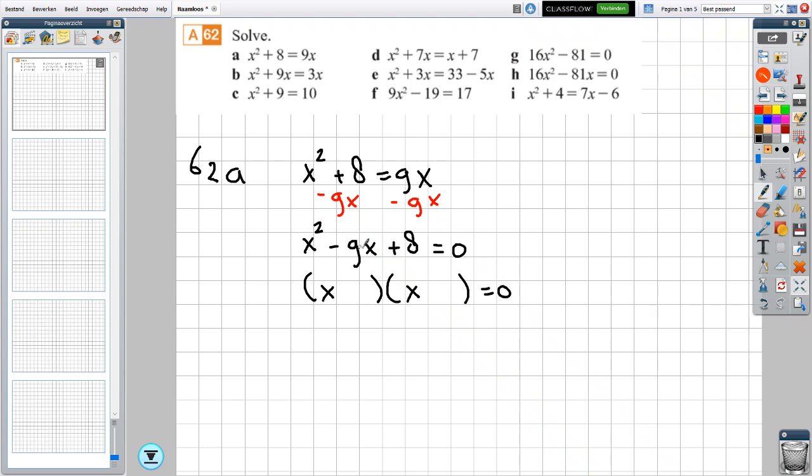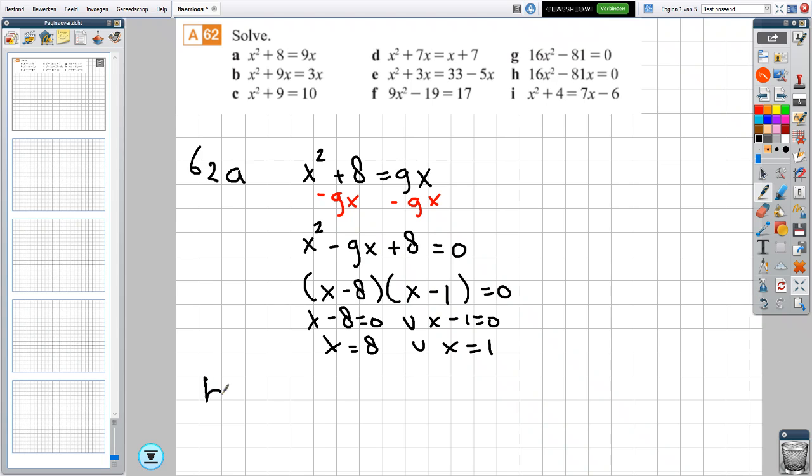Which two numbers add to minus 9 and multiply to plus 8? I think minus 8 and minus 1. As you can see, when you practice this enough, you sometimes can do this quite quickly. It becomes more difficult when the numbers become bigger, right? So either x minus 8 is 0 or x minus 1 is 0. And then that leaves us with x is 8 or x is 1, right? Plus 8 to the left hand side and right hand side, and here plus 1 to the left hand side and right hand side. Okay?